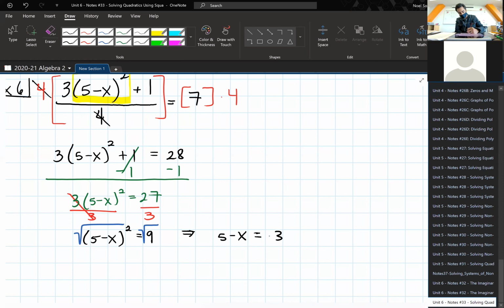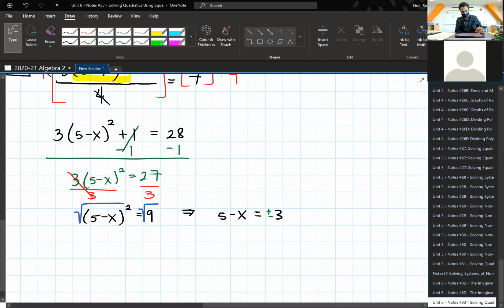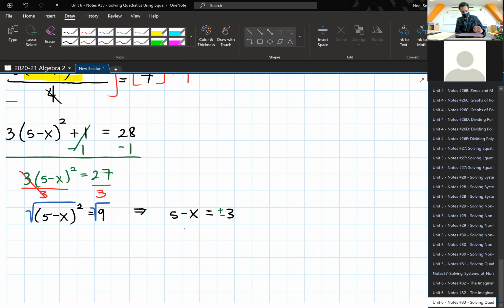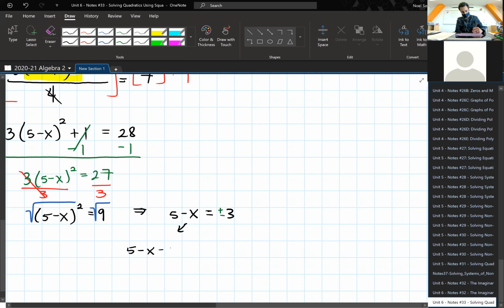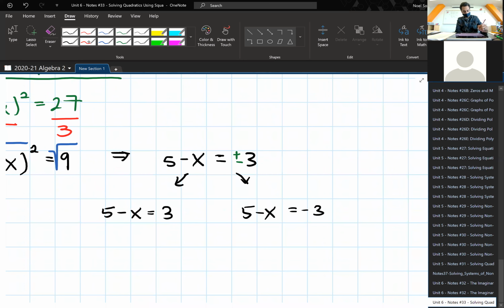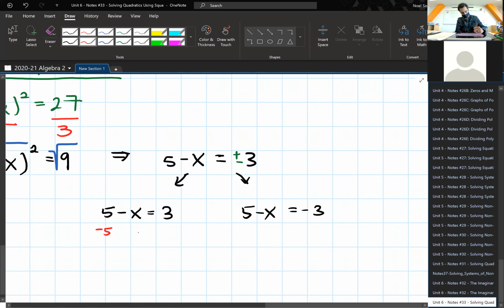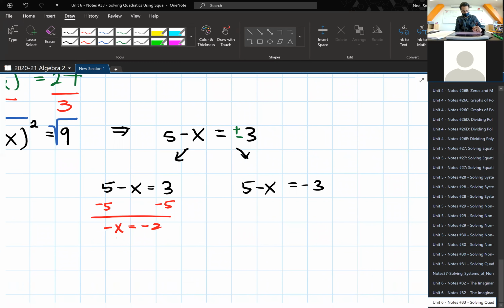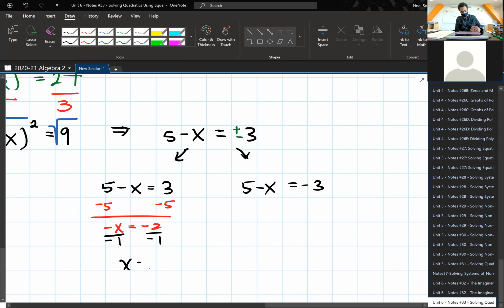And I need my plus or minus. Okay. So I'm going to split this one up. I have 5 minus x equal to 3. And I have 5 minus x equal to -3. Now we just solve for x. Solve both of them for x. We can subtract 5 from both sides. -x is equal to -2. But we don't want -x, we'll just divide both sides by -1. So that x equals 2.